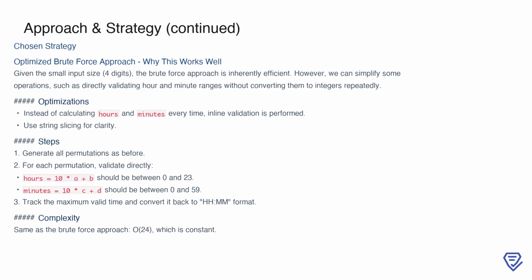The steps remain largely the same: generate all permutations of the digits, validate each permutation using these inline checks, track the maximum valid time, and finally convert it back to the HHMM format. Despite these optimizations, the overall complexity remains constant, as the number of permutations is fixed at 4! or 24.